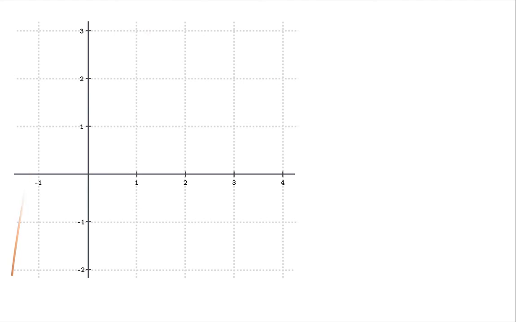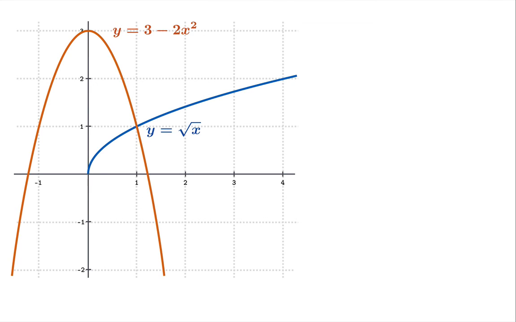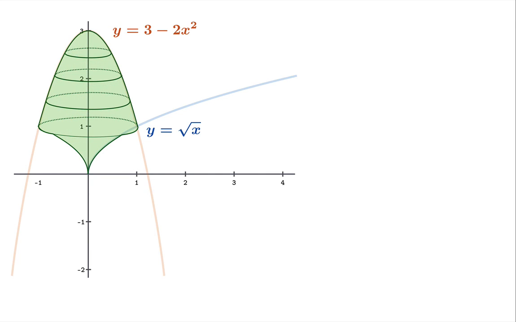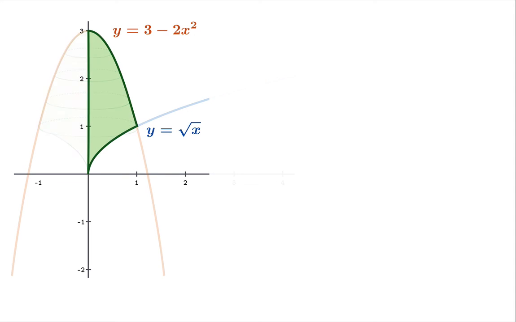Let's look at a particular example. 3 minus 2x squared and square root of x. We're going to take this region and we're going to spin it around the y-axis. So we're going to get a shape that looks like a top, and we want to find the volume of this thing. We could use washers that could stack along the y-axis. You'd have to break it into two integrals, but we're going to use shells.